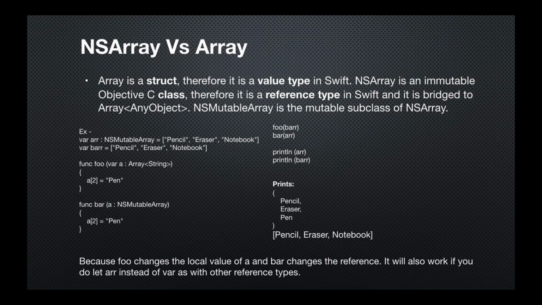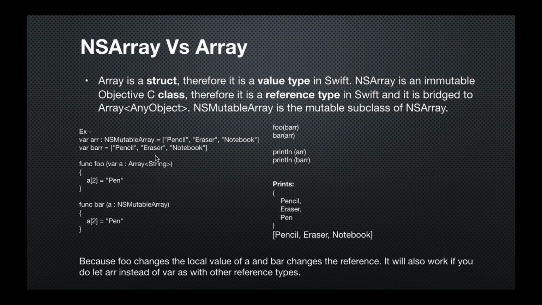the values will not be changed if you are changing the value of, let's say, the copy. We can take this example as well. Over here we have an NSMutableArray, and we have a simple Swift array, and we have two functions, foo and bar. The foo function takes in an array, and bar takes an NSMutableArray as a parameter. In the function, we are just changing the second index value to pen. The second index value is notebook over here, but we are changing it to pen.